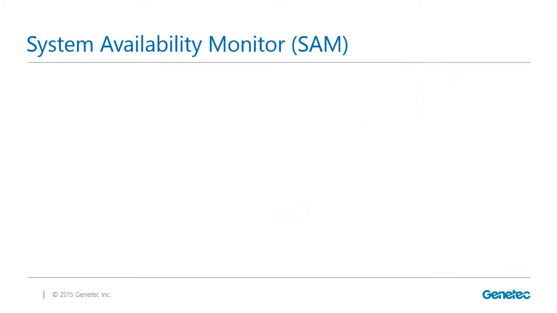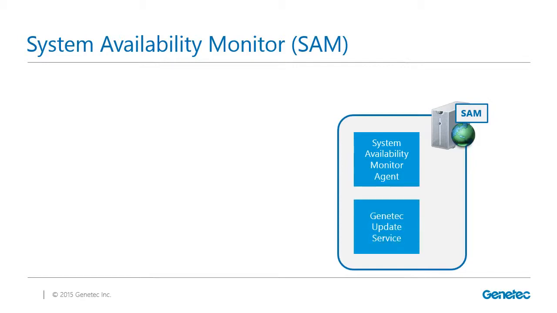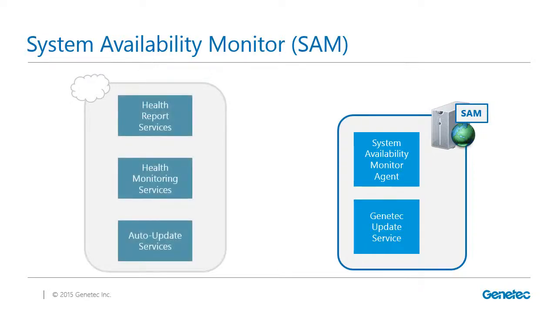Let's take a quick look at how the information is transferred between your Security Center systems and the GTAP using the System Availability Monitor. On the right, we have our Security Center system. There are two important components that are installed when we set up SAM: the System Availability Monitoring Agent and the Genetec Update Service. Outside of your Security Center system is the cloud, where we have a few services running that are used by your system. Finally, we have the GTAP website, where you'll be viewing the information from your system.